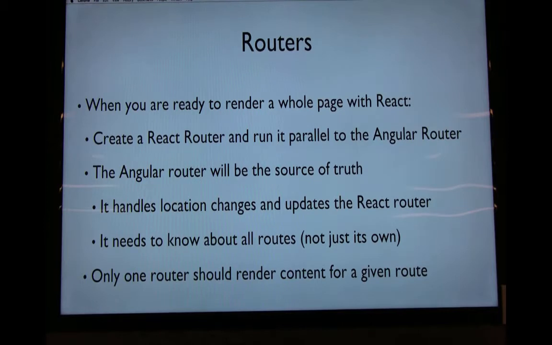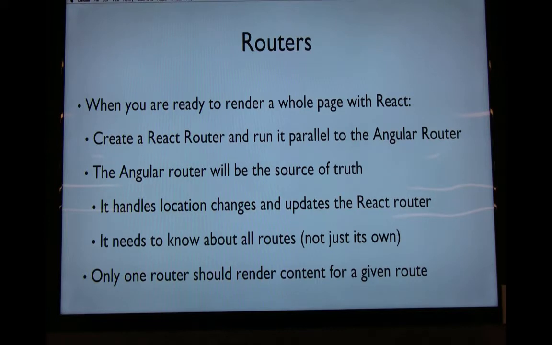Typically, the same way you'd update the location when you click on a link in any normal React app with a React router, you call browser history.push or whatever it is. It's the same thing. You just have Angular do that when it detects the location change. So this way, you have your Angular router managing the actual location, and it's notifying the React router of any updates.